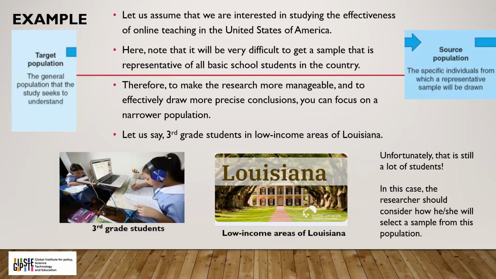So in this case, the researcher should consider how he or she will select a sample from this particular population. And this will bring us back to how to select a sample. Because now if you already have your target, that's the general population, you narrow it down to the source population. That will help you to get to the people. Then you have to embark on your sampling by using particular sampling techniques. Very, very important.